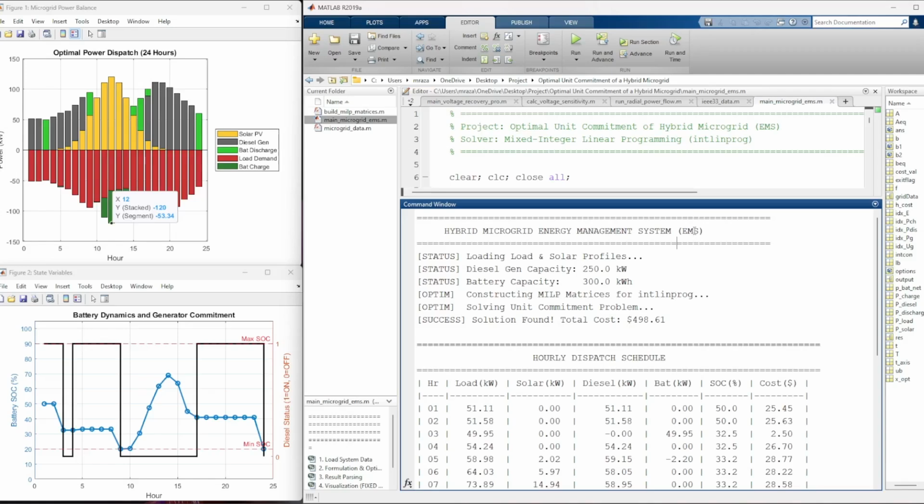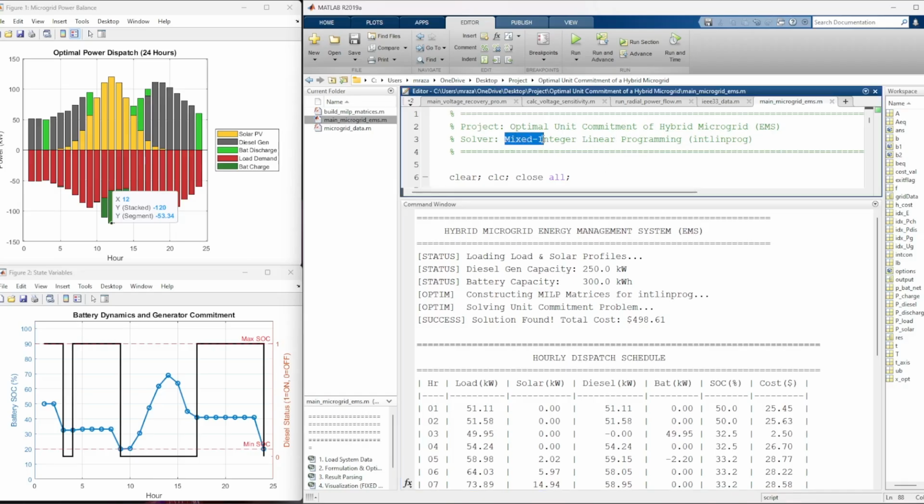Hello everyone, in this project we will explore the optimal unit commitment of a hybrid microgrid. The solver used in this project is mixed integer linear programming. So let's go through the concept and all the tables and figures.